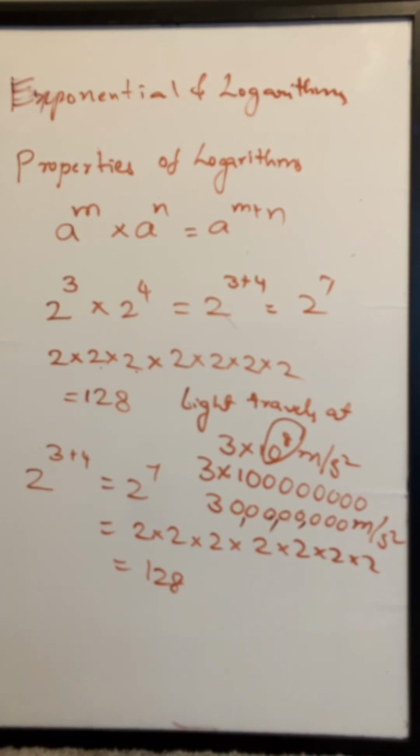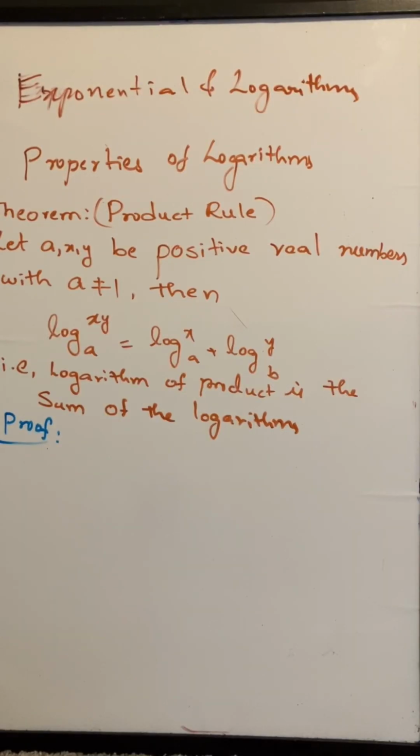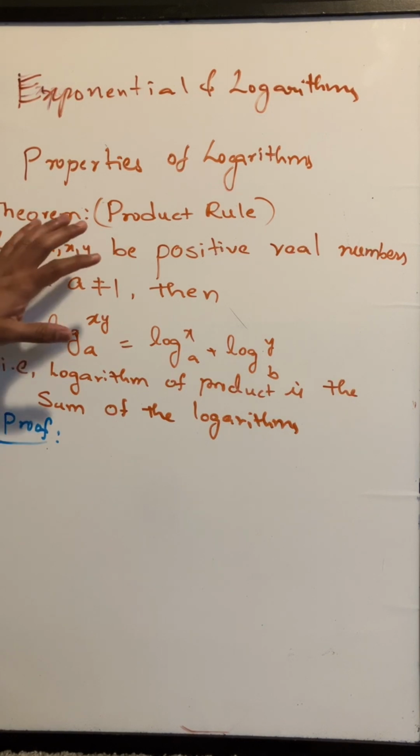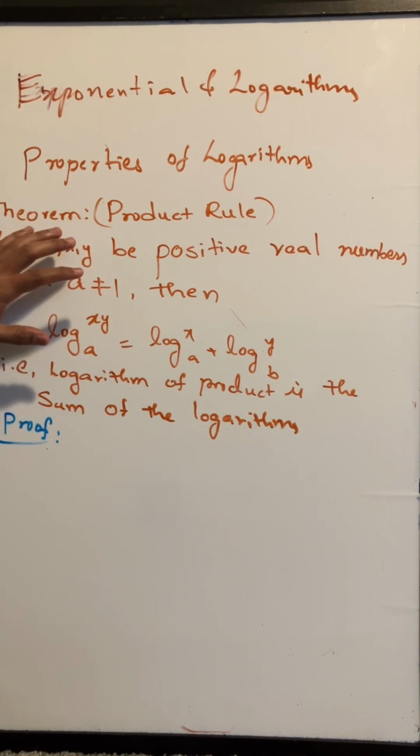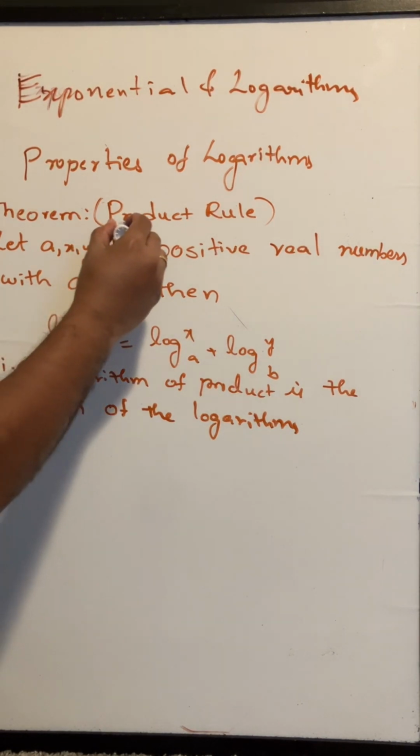The very first property we got in our book is the multiplication, the product of two numbers. I will write it down. Hi everyone, this is the first theorem in logarithms. What we found is the theorem called the product rule. Let me highlight this one, product rule.